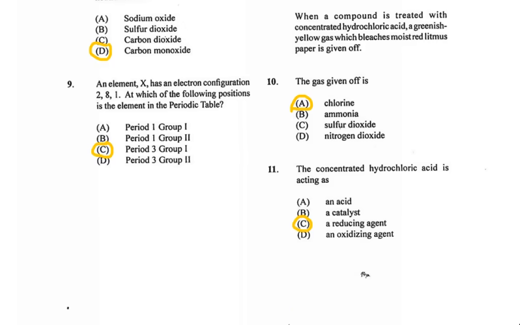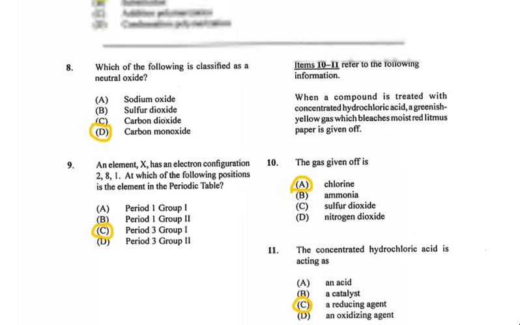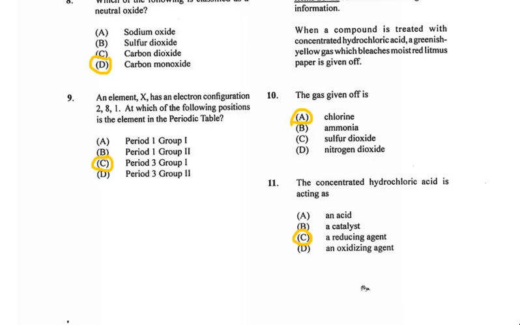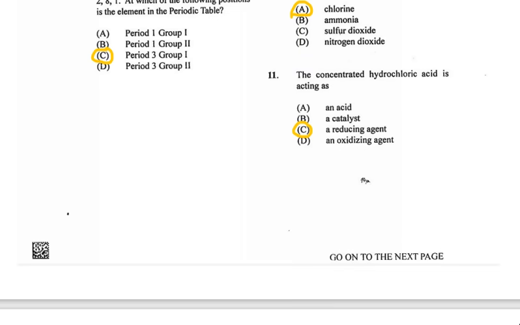Number 9. An element X has electron configuration 2,8,1. In which of the following positions is the element in the periodic table? So this one is a repeat as well, guys. I can guarantee this one. It's from period 3 and group 1. All right, number 10. It says, when a compound is treated with concentrated hydrochloric acid, a greenish-yellow gas which bleaches moist red litmus paper is given off. The gas given off is chlorine. All right, number 11 says, the concentrated hydrochloric acid acted as a reducing agent.